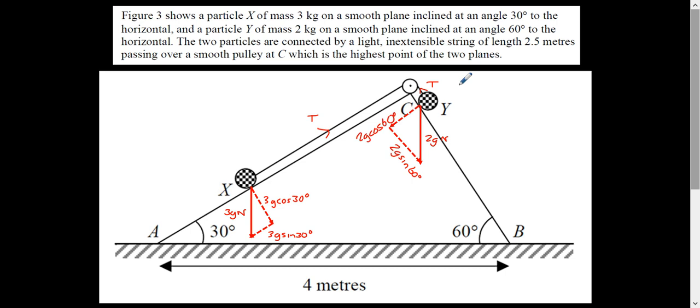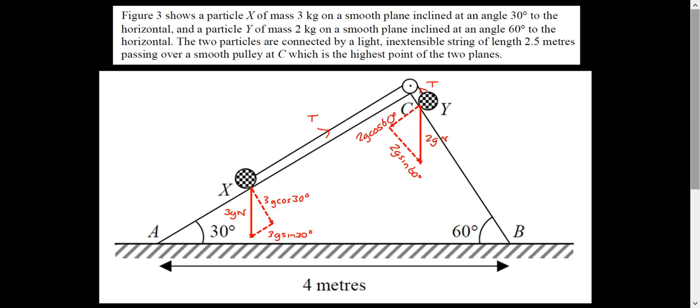Now we could add in normal reaction forces for X and Y, but our diagonal planes here are both smooth. And the only time we need to use the normal reaction force would be when calculating friction. And so, because there's no friction, that's not something that's necessary for this question.